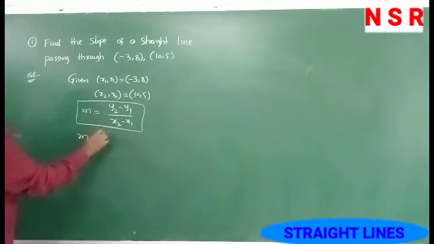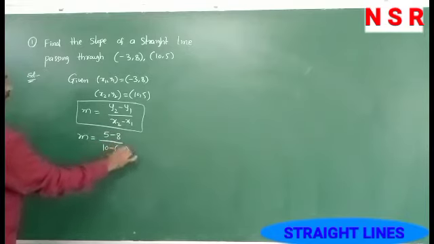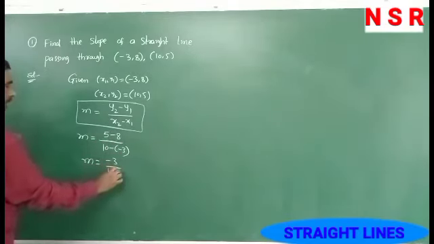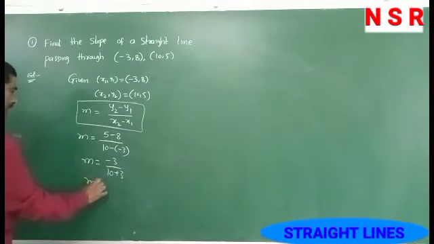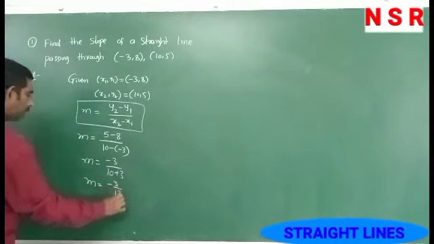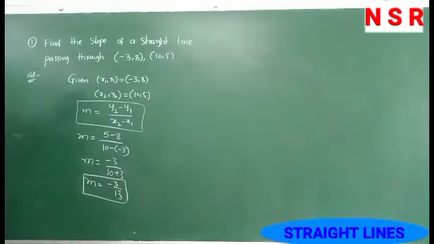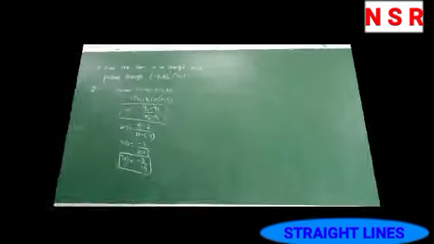Now substitute the values: (5 minus 8) by (10 minus of minus 3). So 5 minus 8 is minus 3, and minus of minus 3 here is plus 3, since minus into minus is plus. So 10 plus 3 is 13. Now the slope of 2 points is equal to minus 3 by 13.